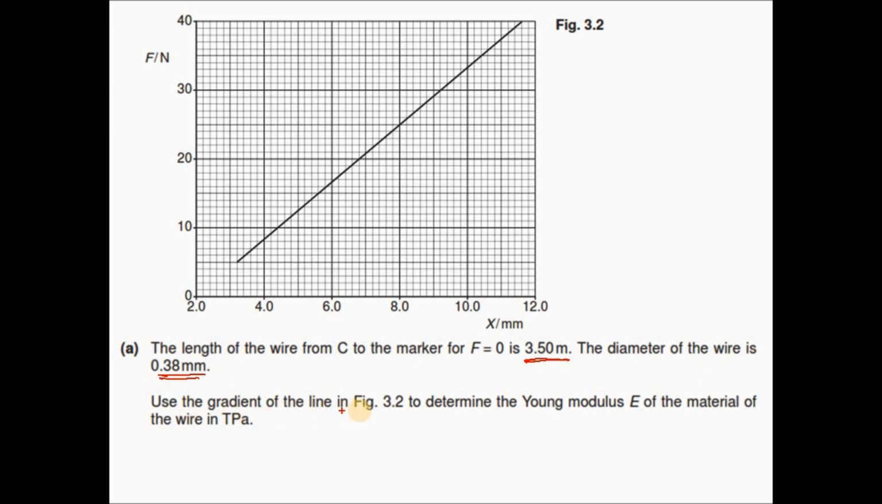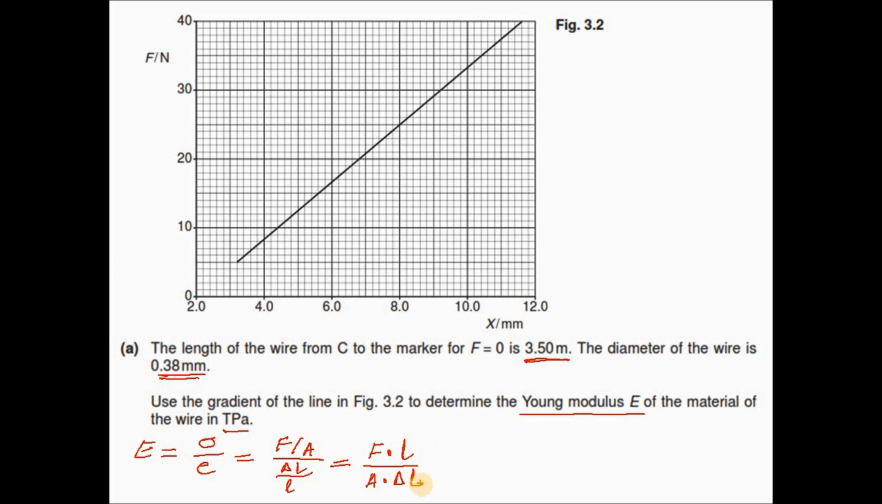Use the gradient of the line in figure 3.2 to determine the Young's modulus E of the material of the wire in terapascal. Okay, so how can we use the gradient of the graph to figure out the Young's modulus? Now, the formula for Young's modulus is E equal to stress upon strain. Stress is force per unit area, divided by strain, which is change in length per unit length. If you simplify this equation, you have force times length divided by area times delta L.